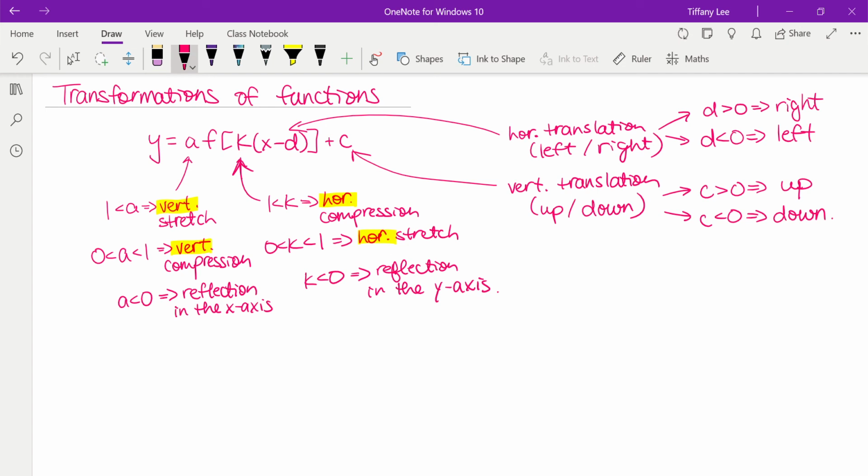In the next video, we're going to review mapping rule and do an actual example together.